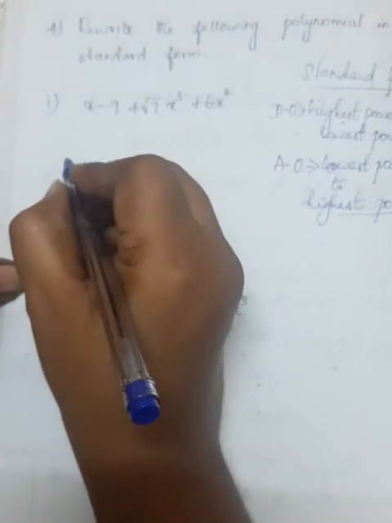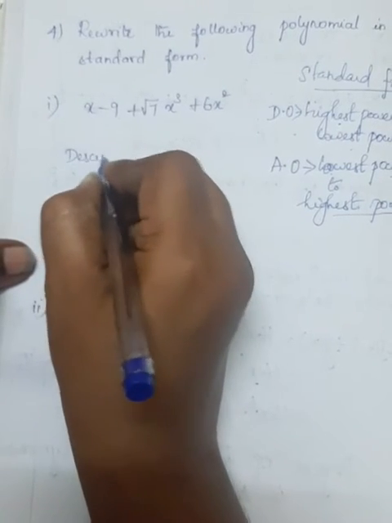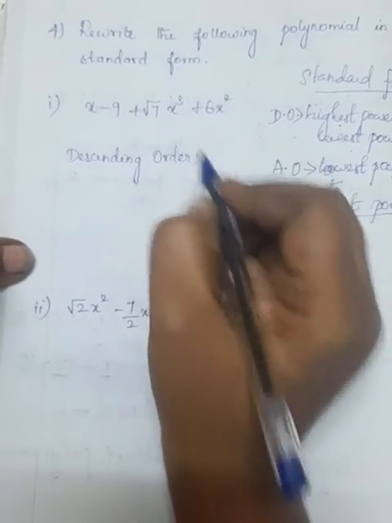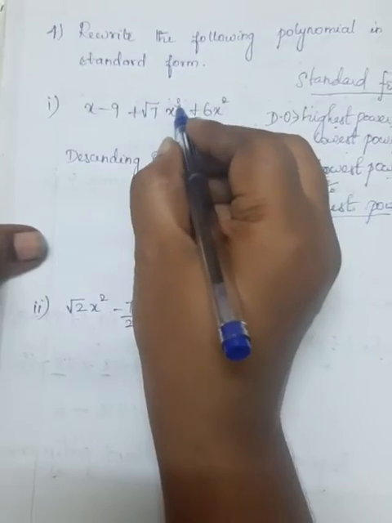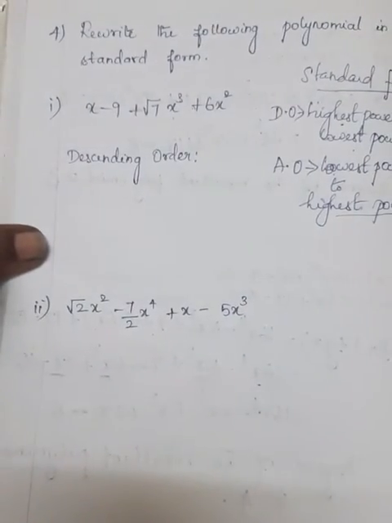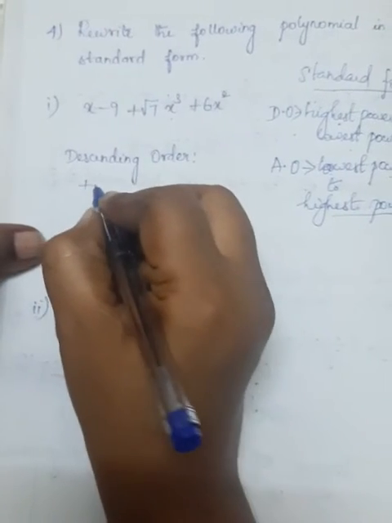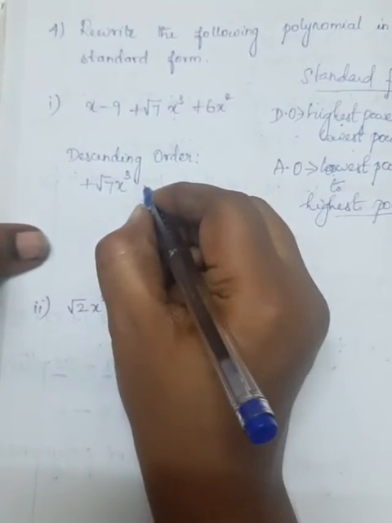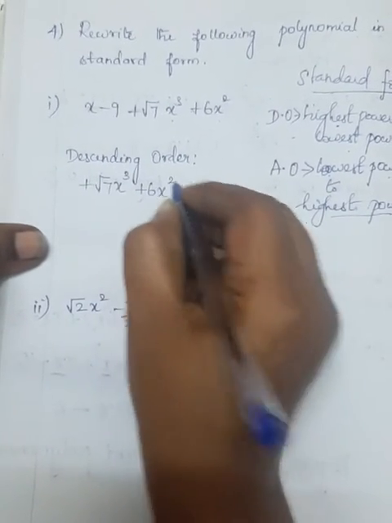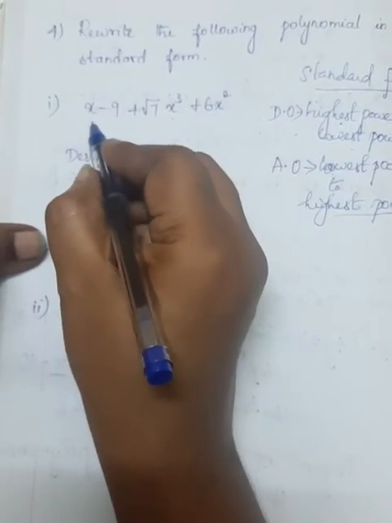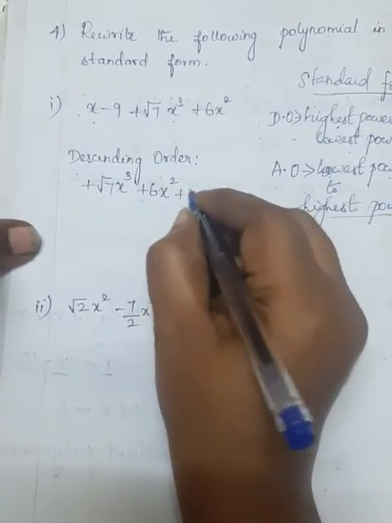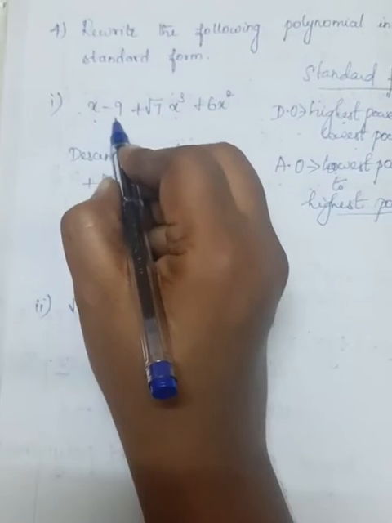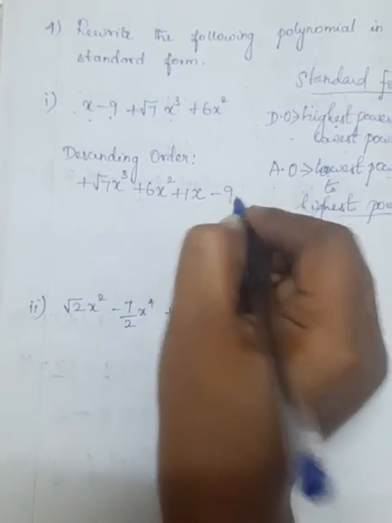So descending order, let's write the descending order first. Descending means highest power to lowest power. I have told you, bigger number to the smallest number. Highest power is x cube in this polynomial. So take and write that plus root 7 x cube, right? The next highest is x square, so plus 6x square. The next is x, so the coefficient of x is 1, so it is plus 1x. The next is the constant value, so the constant is minus 9, so it is minus 9, okay?